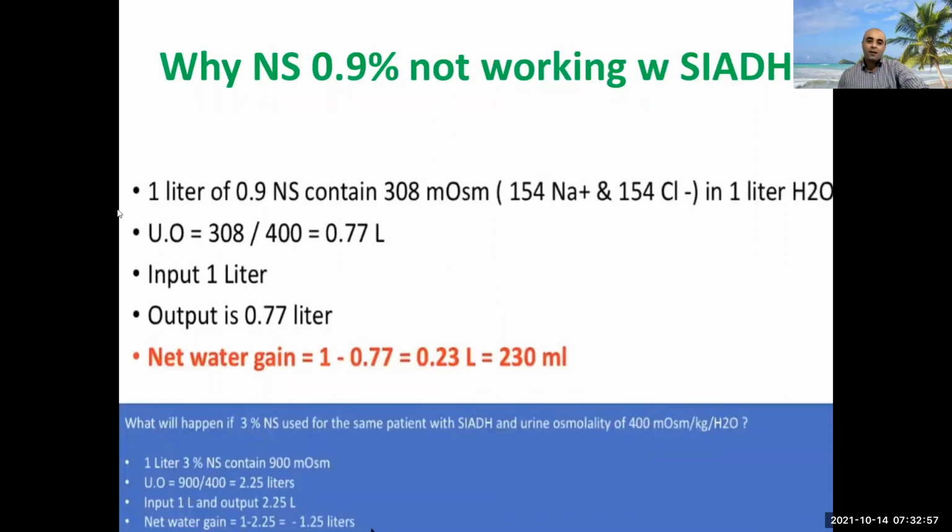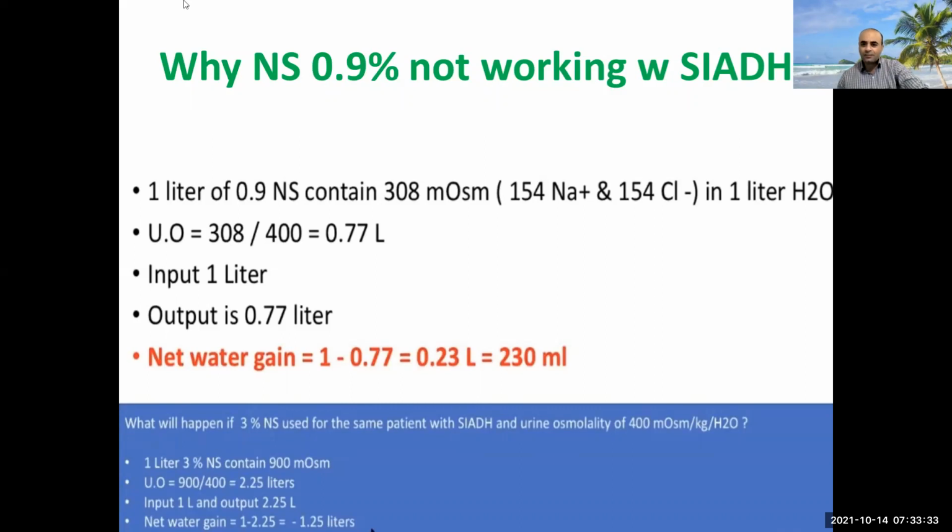Stop the cause. Why? This is another trick I forgot to mention before: why does normal saline not work in SIADH? If we have 1 liter of normal saline, 0.9%, it contains 308 mmol. From where? Normal saline includes sodium and chloride, 154 each. Each liter of normal saline contains 154 millimole of sodium, all diluted in 1 liter of water.